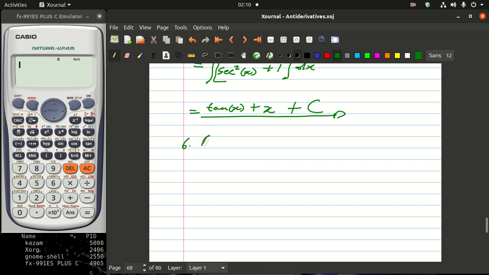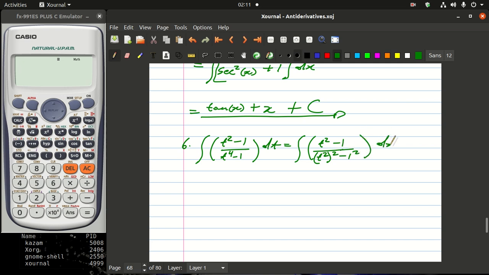Then let's go to the sixth one. The sixth one is saying find this antiderivative: t squared minus 1 divided by t to the power 4 minus 1, dt. Of course, this one also you can try and simplify and find that you have t squared minus 1 divided by t squared squared minus 1 squared, and you have a dt.